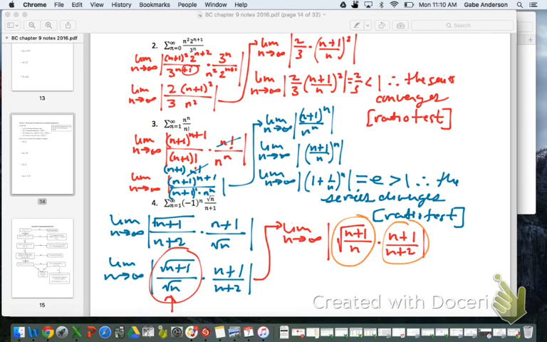So thinking about degrees, thinking about L'Hopital's rule, thinking about the pre-calc trick, the limit as n goes to infinity of n plus 1 over n is 1, and the limit of n plus 1 over n plus 2 as n goes to infinity is also 1. So I end up getting 1. And so the ratio test is inconclusive.